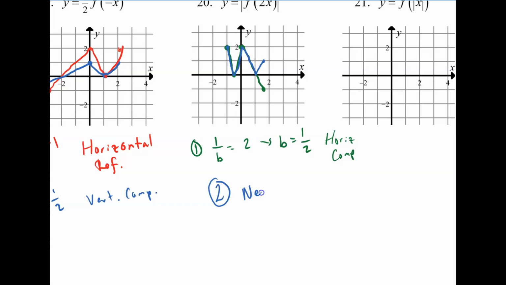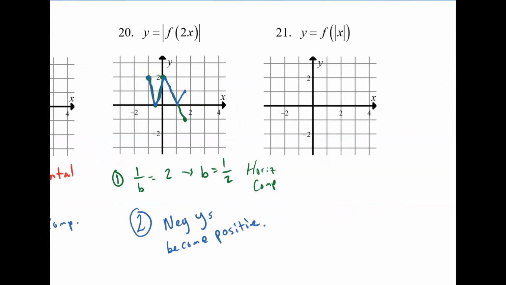So negative y's become positive. All right. And then let's look at another application of an absolute value sign. And this one is different. It's on the inside with our x. So all of our x values, if they're negative, they're going to become positive.